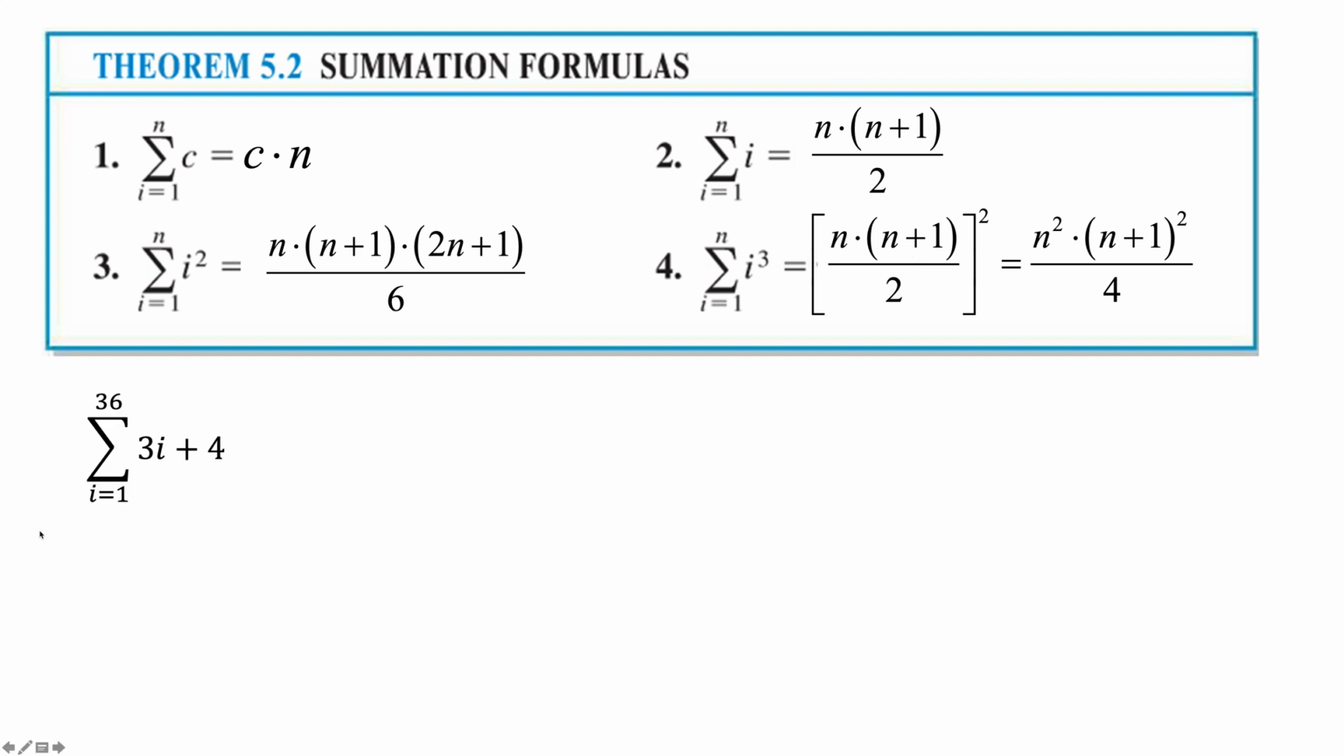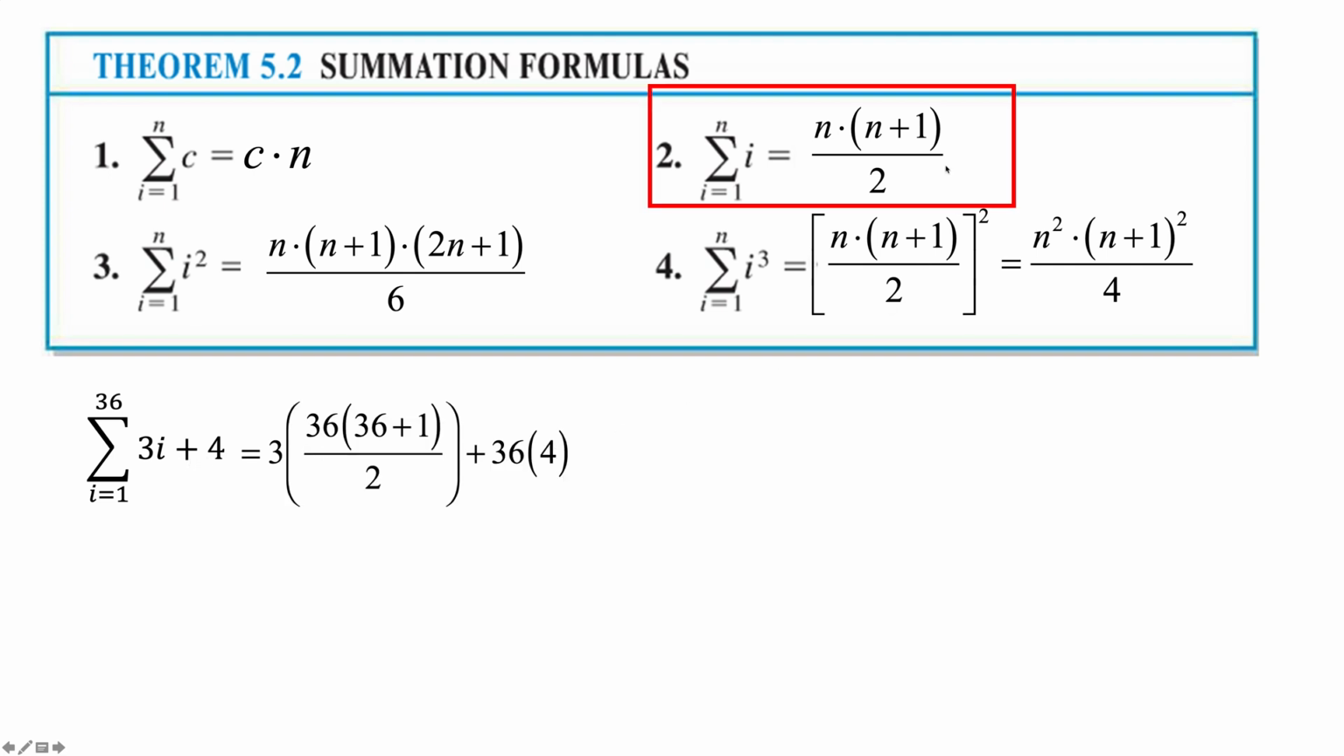All right, so if I go back to that previous example, i equals 1 to 36 for the summation of 3i plus 4, and do the same thing we did, we broke it down to two summations. There's the 36 times 4, like we did previously. Now, instead of adding up 1 through 36, let's just use the formula here. N is 36 times 36 plus 1, all divided by 2.